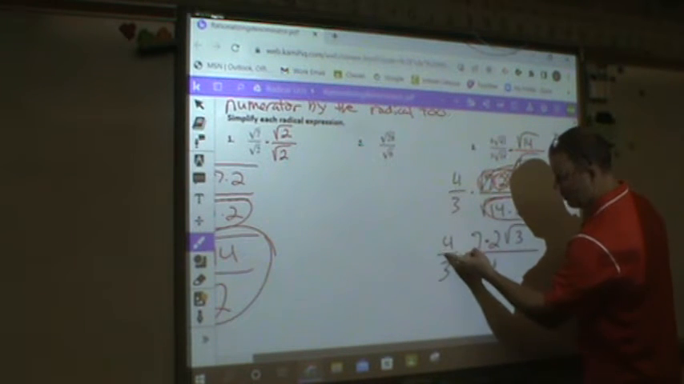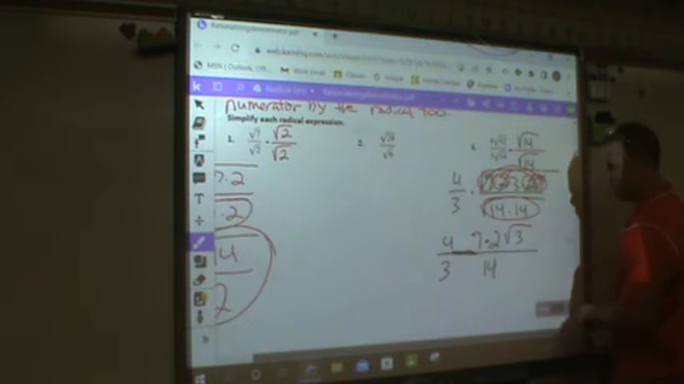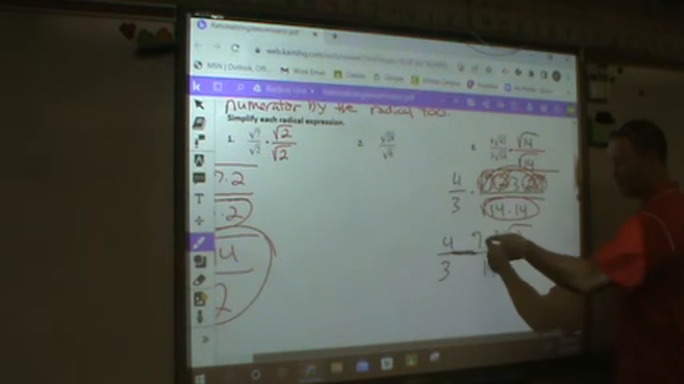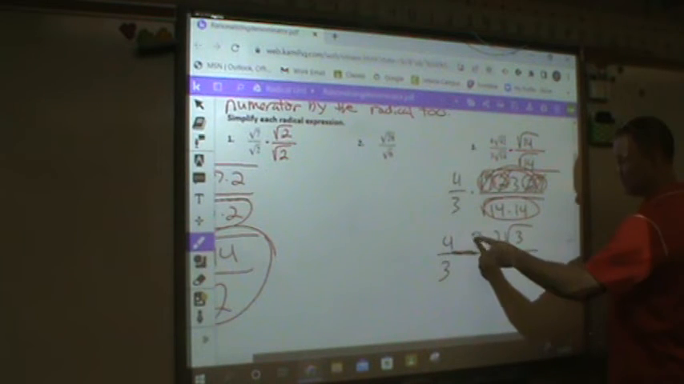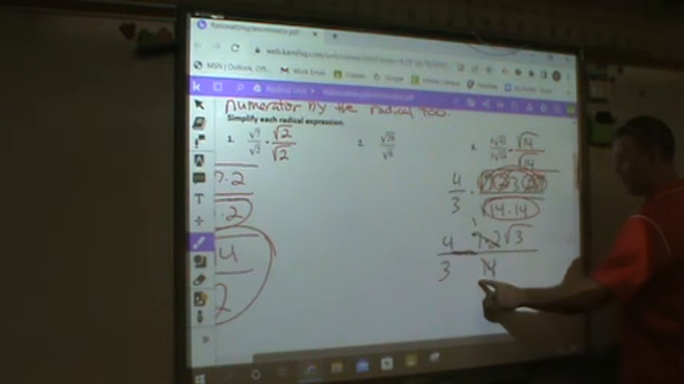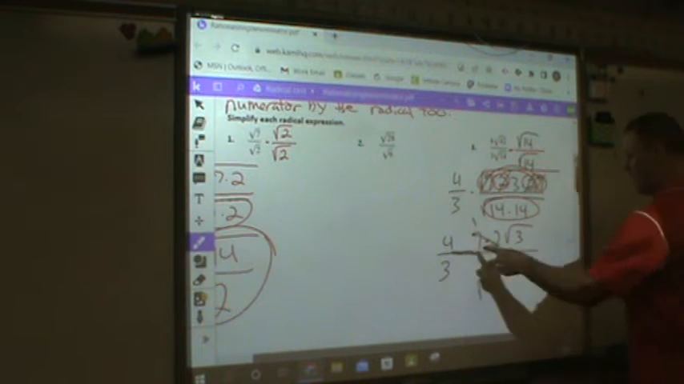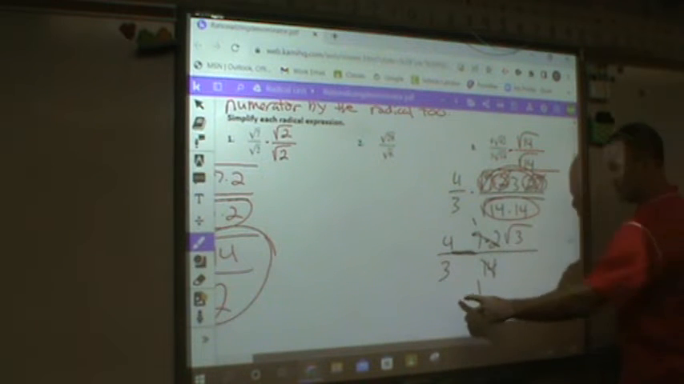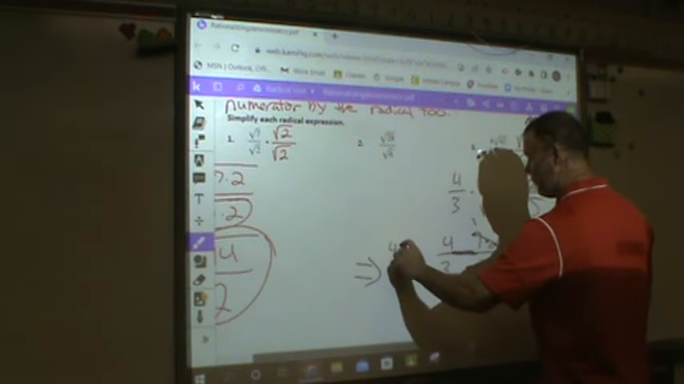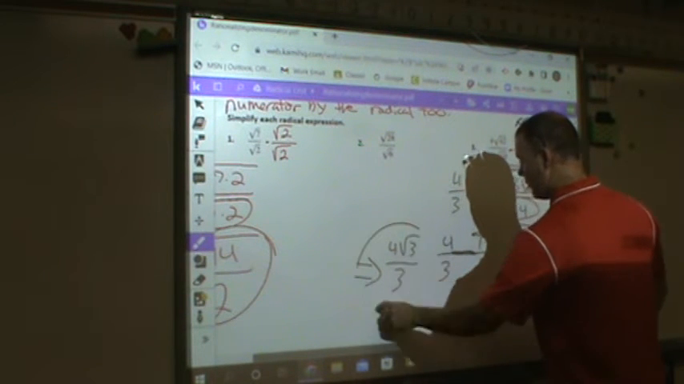Now watch what I'm going to do. I'm going to go ahead and connect these. I'm going to multiply them. Ooh, but I didn't actually multiply them. Why not? I didn't actually multiply them because I want to see if I can reduce. Guess what 7 times 2 is? 14. 14 goes into itself once. 14 goes into itself once. And then now I can multiply straight across. And what is my final answer? My final answer, therefore, is 4 square root of 3 over 3.